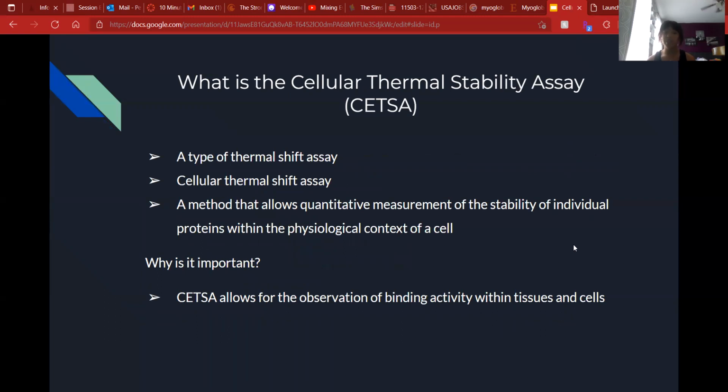So what is the cellular thermal stability assay, or as I will refer to it, CETSA? It's a type of thermal shift assay, and a thermal shift assay, if you don't know, measures the changes in thermal denaturation temperature and the stability of a protein under varying conditions, such as variations in drug concentration, buffer pH, ionic strength, redox potential, sequence mutations, those kinds of things.